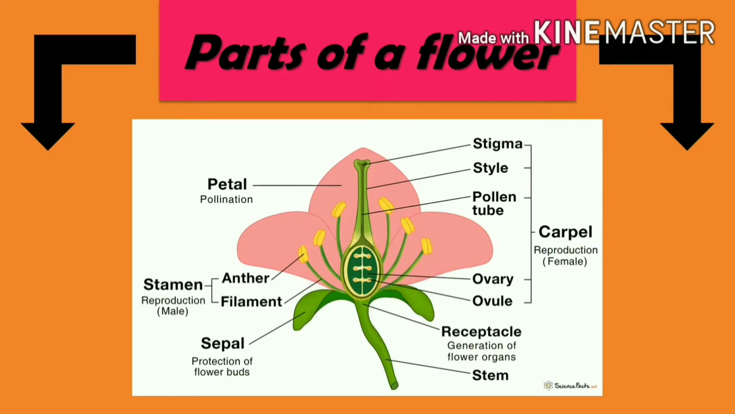Parts of a flower. Let us observe the diagram given here. We can see the female reproductive part that consists of stigma, style, pollen tube, ovary and ovule. We can also see the male reproductive part, that is the stamen, and it consists of anther and filament. The other parts are the stem, sepal and the receptacle.